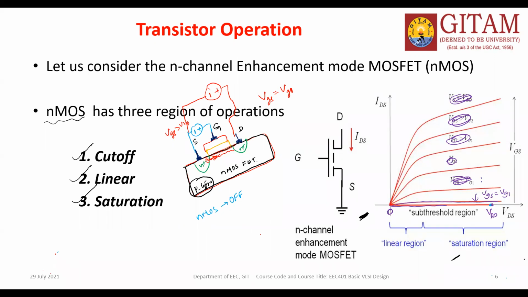Now I am going to change the VGS value to VG2, which is greater than VG1 and greater than the threshold voltage of the transistor. Observe carefully here: the current goes in a linear fashion, and then it comes back to the steady state. Similarly, if I apply another, higher gate voltage, the channel will be enhanced further.